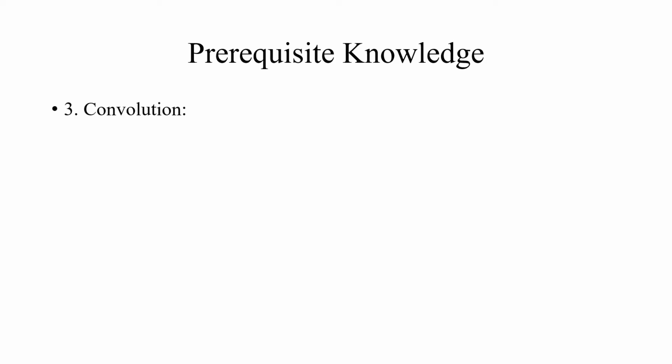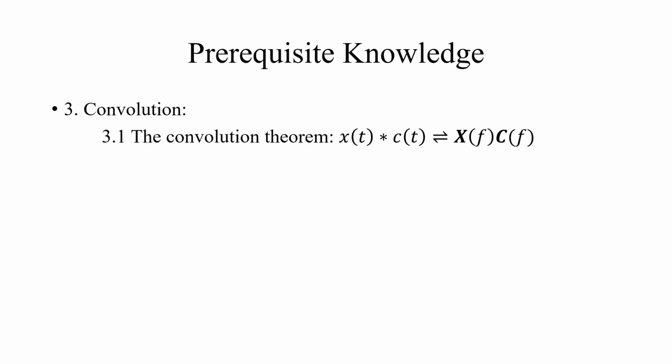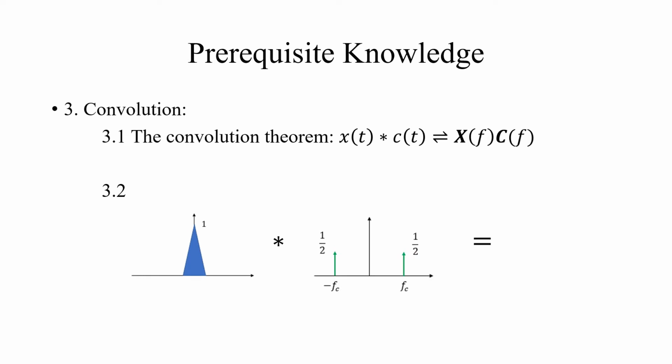Number 3. Properties of convolution. First, we have the convolution theorem, which states that if we convolve two signals in the time domain, we are actually doing multiplication in the frequency domain. Second, if we want a more visual way of understanding what convolution does, here's an example. We have our signal, and if we convolve it with this particular signal, in this case it's the Fourier transform of a cosine wave, we will get something like this, which are two rescaled versions of our original signal replicated at the positions of the two delta functions.